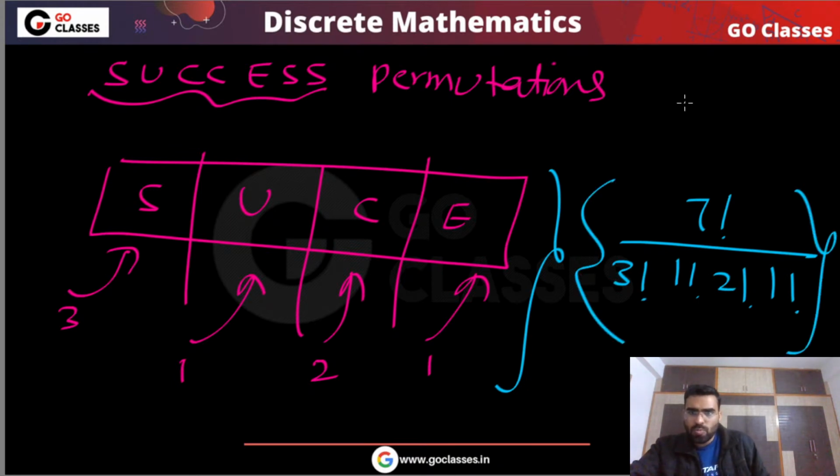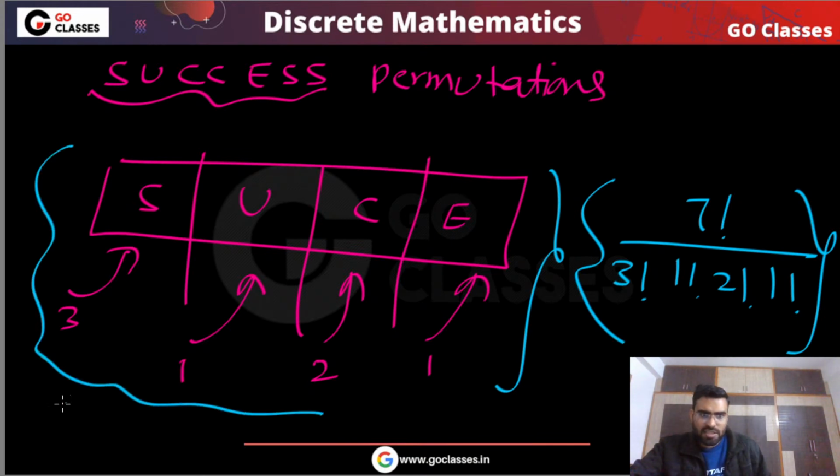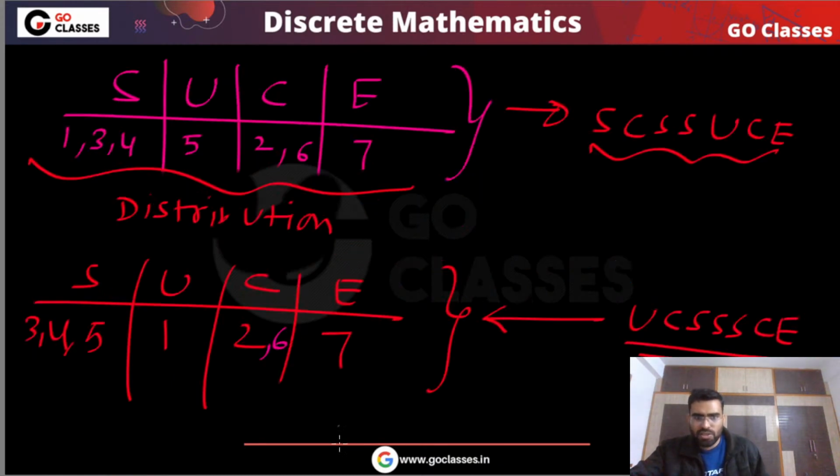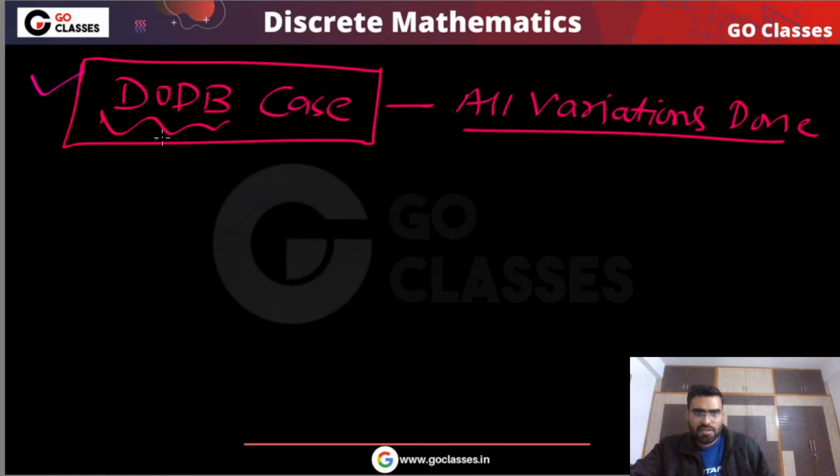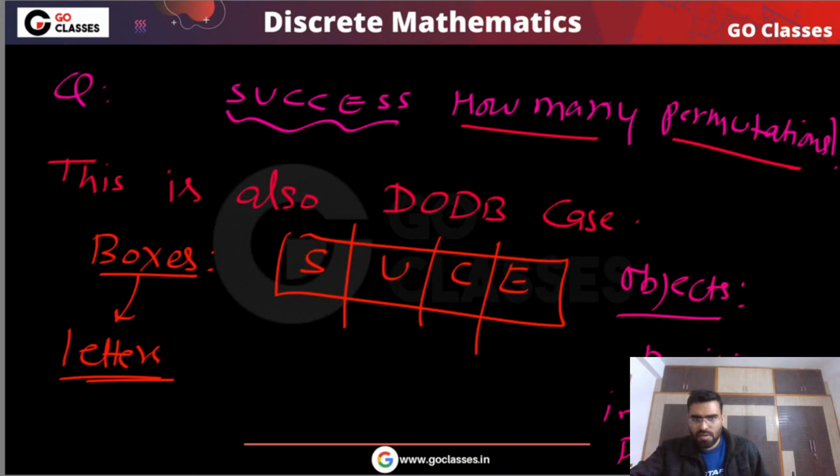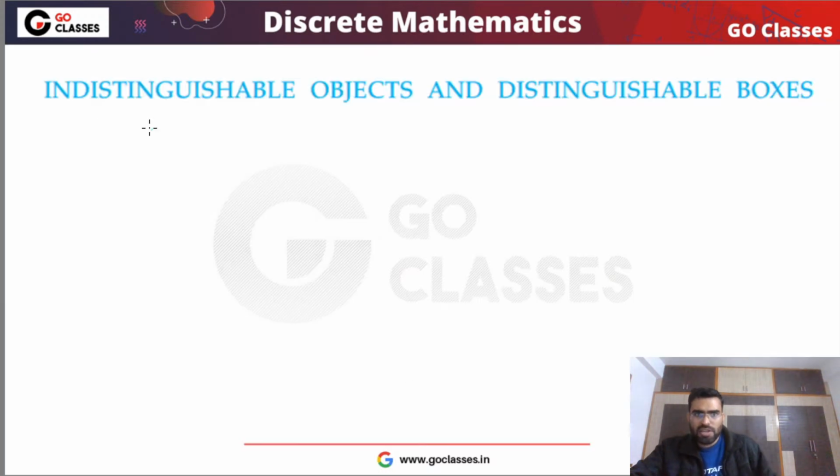So these two problems are now just DODB problems, and this is how you can solve them. These are all the DODB templates. So finally this is done. All variations, all templates of DODB, everything is done. Is this clear? Now let's see the very important one, that is IODB.